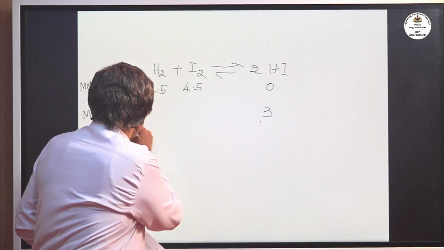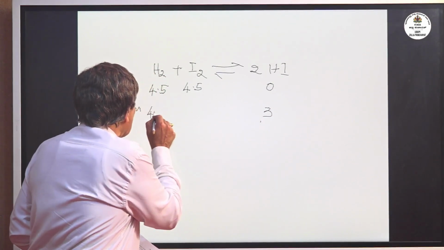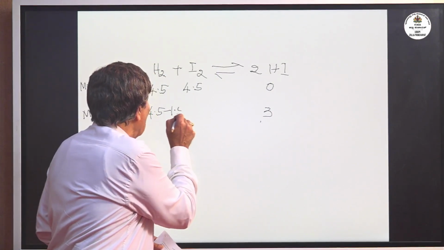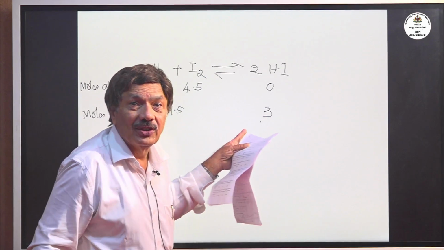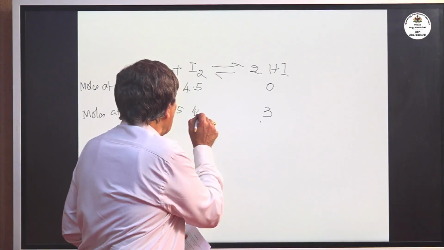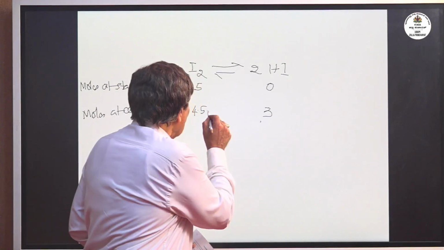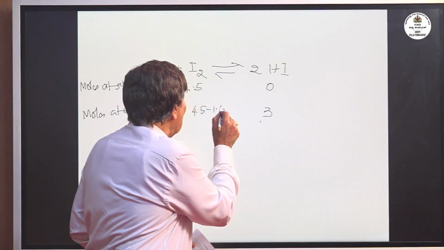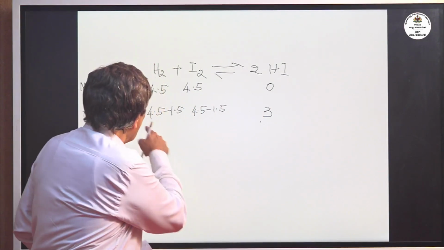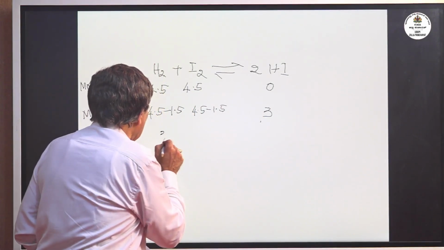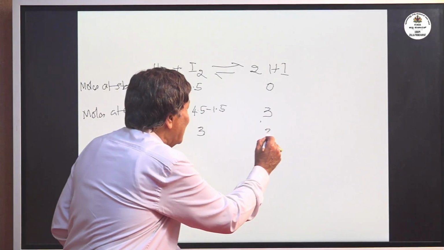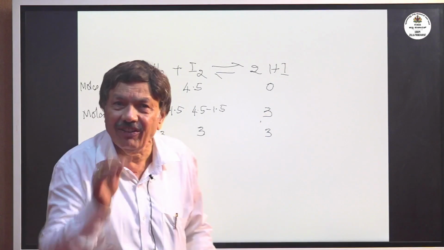So moles at equilibrium: 4.5 we took, of course. Out of that, 1.5 went because it gave hydrogen iodide. So also for this, we took 4.5 initially. Out of that, 1.5 went in the combination. So what is remaining? 4.5 minus 1.5 is 3. Then 4.5 minus 1.5 is 3. This is anyway 3, which is formed. These are the number of moles at equilibrium.